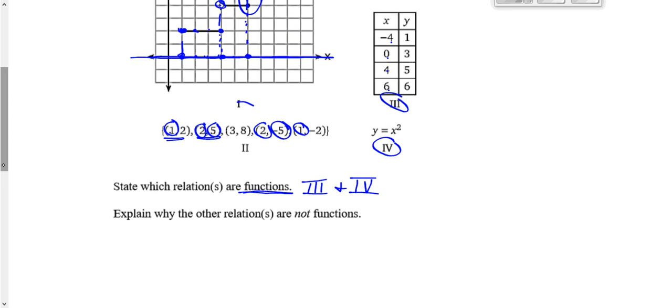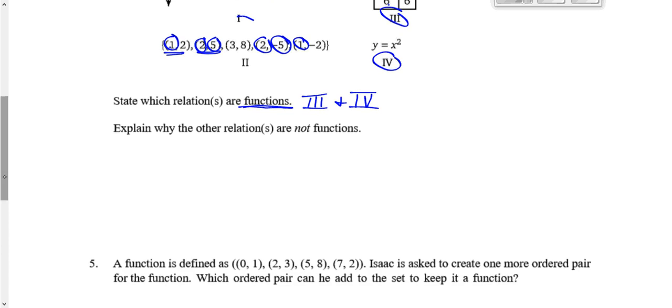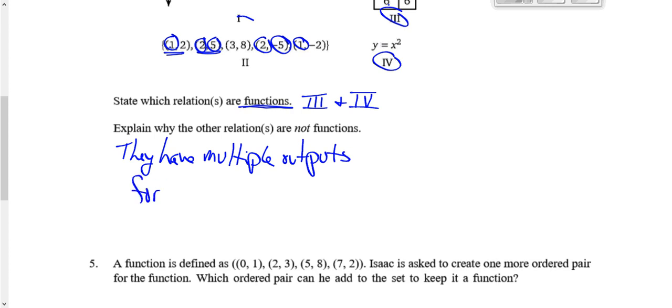Explain why the other relations are not functions. Well, that's pretty simple. The 1 repeats and the 2 repeats. Let's just say they have multiple outputs for a single input. How about that?